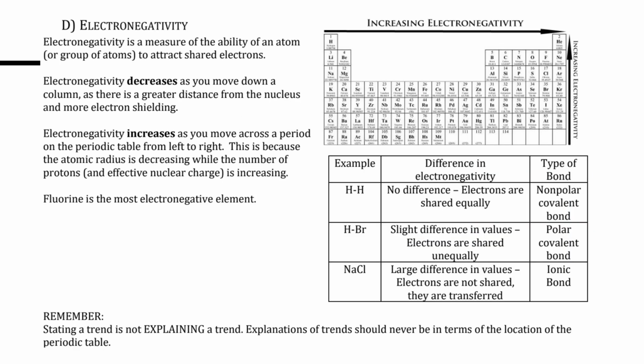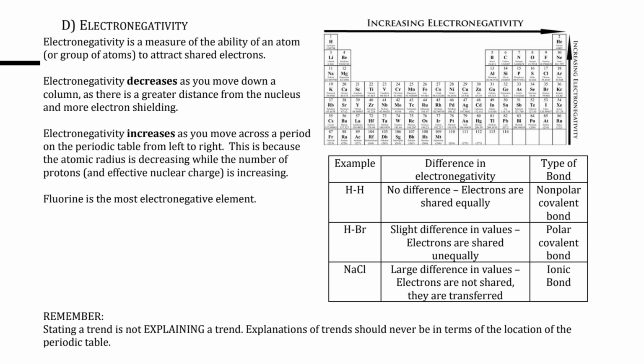Electronegativity is a measure of an ability to attract shared electrons. Electronegativity decreases as you move down a column, as there's a greater distance from the nucleus and more electron shielding. Electronegativity increases as you move across the periodic table, left to right. This is because the atomic radius is decreasing while the number of protons and effective nuclear charge is increasing. Fluorine is the most electronegative element.